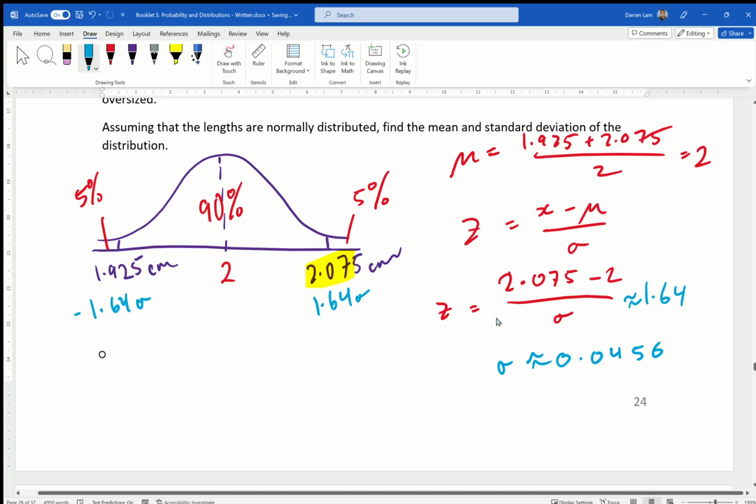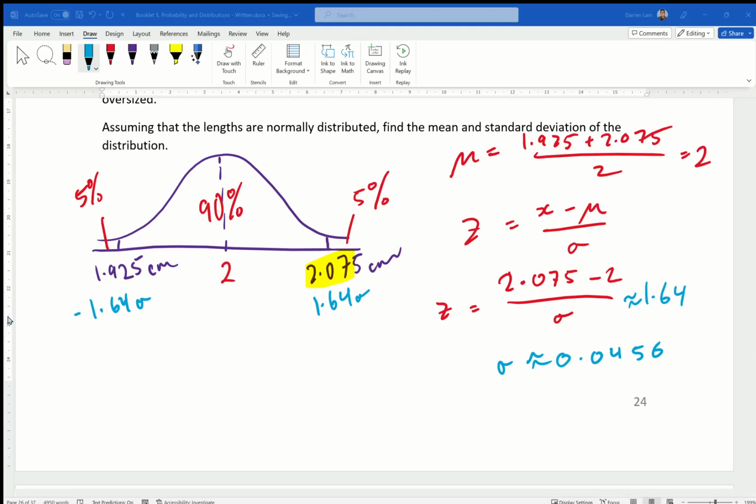Questions? I put in the inverse norm of CDF, the left-hand side being 0.05, with a standard deviation of 1 and a mean of 0. So our usual standard normal distribution of mean 0 and standard deviation 1 for those values. Of course, if you wanted to use the right-hand side, you put in 0.95, and that will give you the same answer as well.